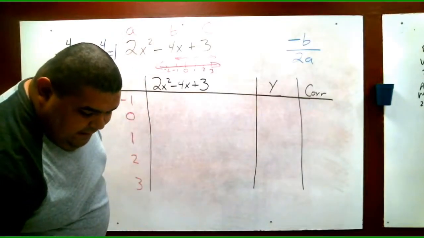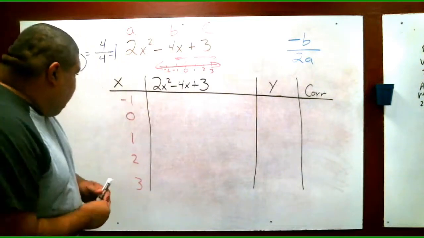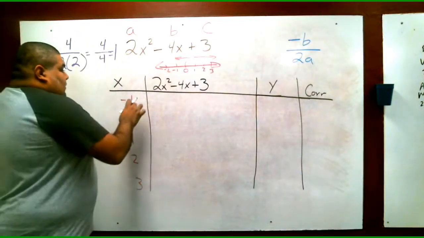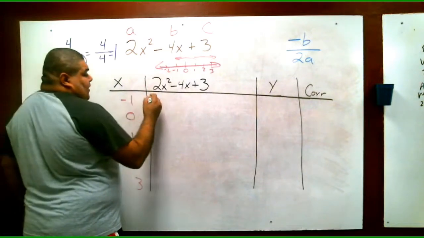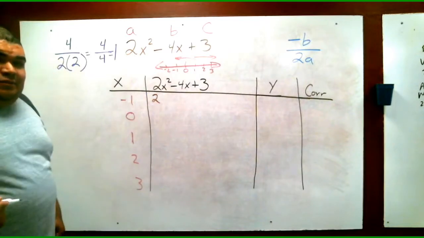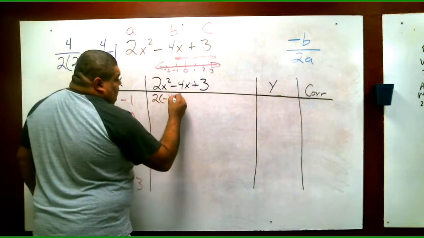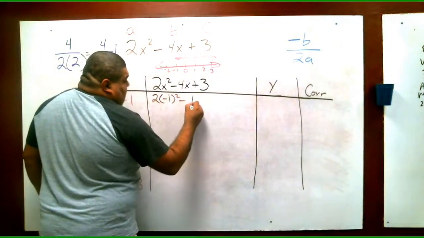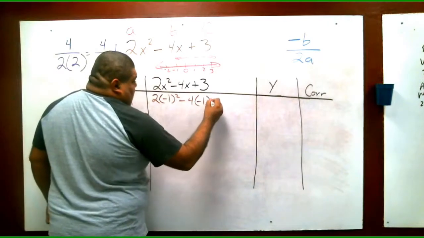Now that we have that, we can start solving. Let's use brown. We can start off with the first one, negative 1. Notice that we're going to plug in negative 1 for x. So we have 2 times parentheses negative 1 squared, minus 4 times parentheses negative 1, plus 3.